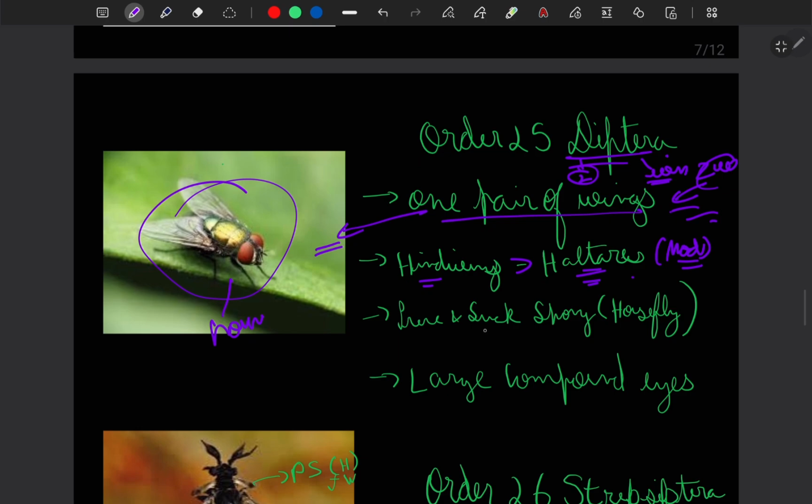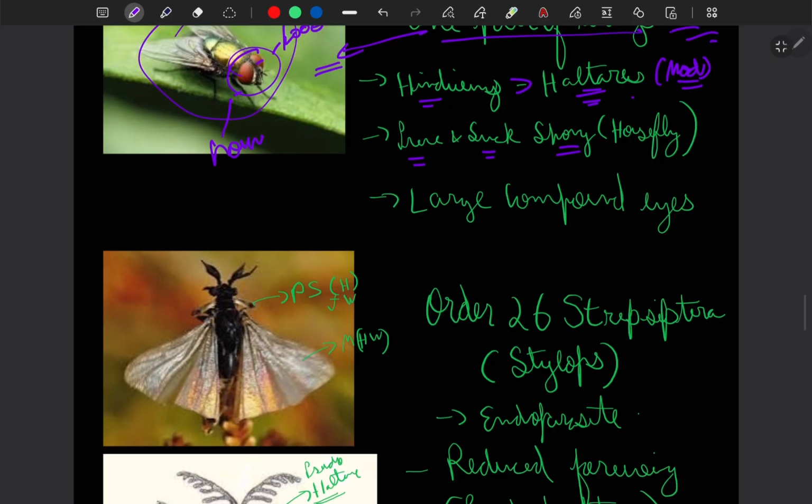They have sucking and siphoning, piercing and sucking mouth parts, and they have large compound eyes which have multiple, like 2000 to 20,000 ommatidia, which are eye parts. You must have studied about them.